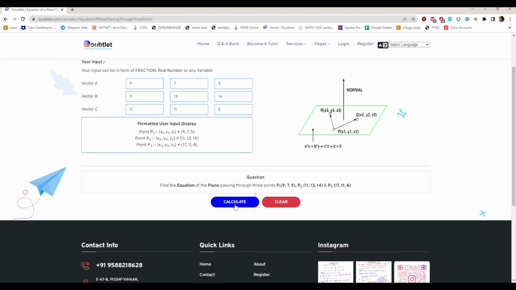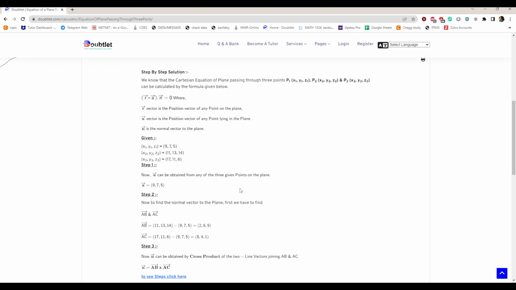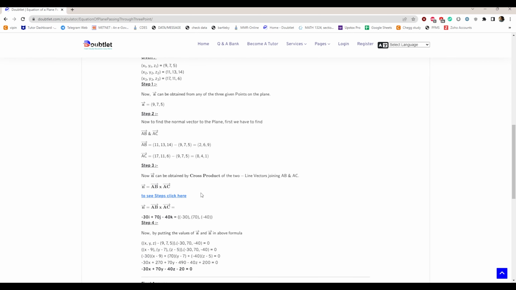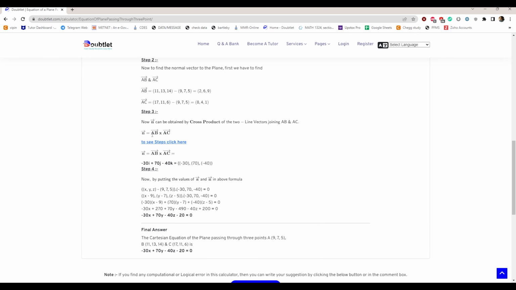And now if we click on the calculate button, then we will get the answer, that is, minus 30x plus 70y minus 40z minus 20 is equal to 0. But we got this as 30x minus 70y because here it is the normal vector, and the normal vector can be upward or downward. So there can be a difference of negative sign. If we take negative common from this, it will not affect the equation. So our equation is also correct and this equation is also correct, because here it has taken the normal vector as PQ cross PR, and we have taken it as PR cross PQ. So there is a difference of negative sign. Don't worry about that. It is not a mistake, and this is the correct solution.